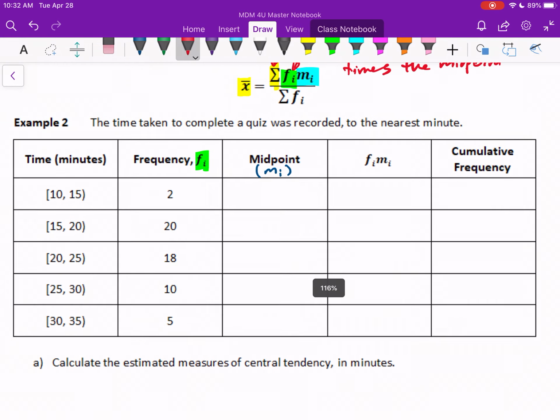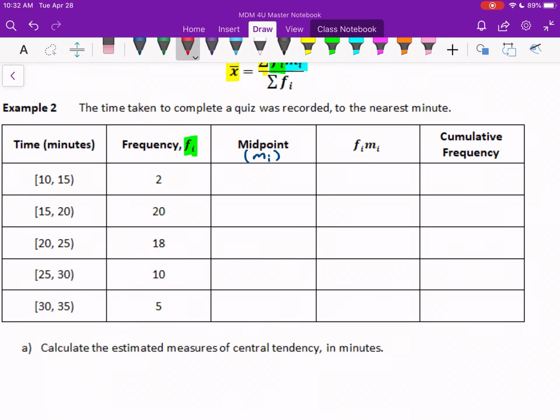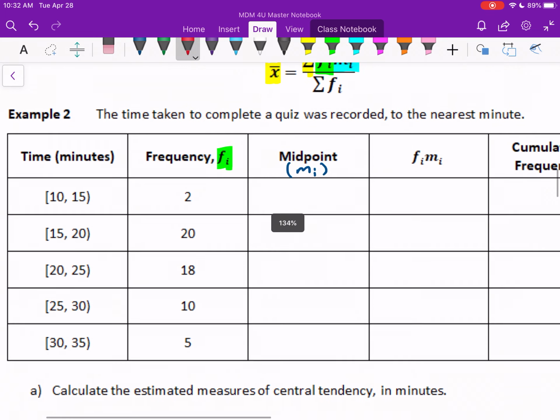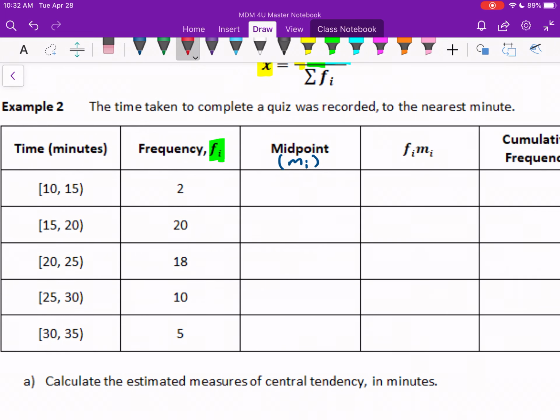This table is just, again, a way to make it a little bit easier for us to do our work and see what's going on. All right, so let's do the first row here of this table. The midpoint between 10 and 15 is, I hope obviously, going to be 12.5. 10 plus 15 divided by 2. We're just taking the average of the two endpoints, 10 and 15. The middle between those two is 12.5.